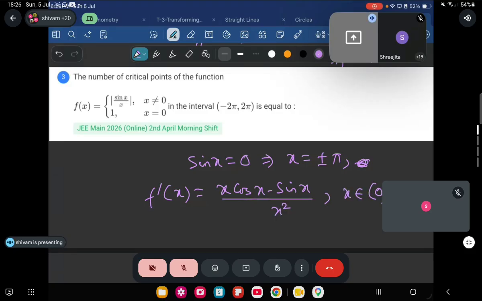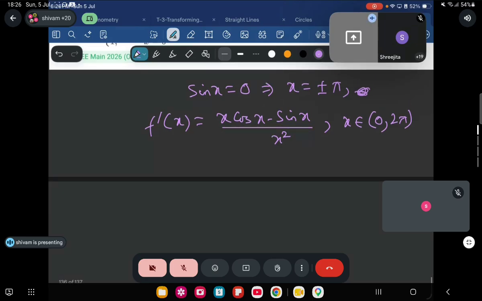Tell me, are you people getting? So I'll just check for 0 to 2 pi only. Should we take two intervals, from 0 to pi and pi to 2 pi, because it changes sign? The function is even, right? I've told you before also that sin x by x is an even function. So whatever points you get from the right hand side, the same points will come on the left. Currently we just have to find the critical points. That we'll see later.